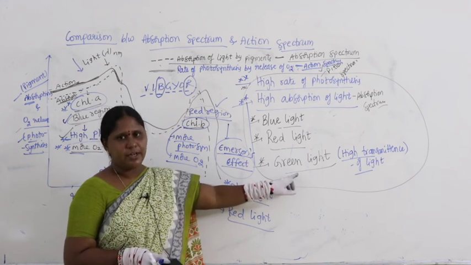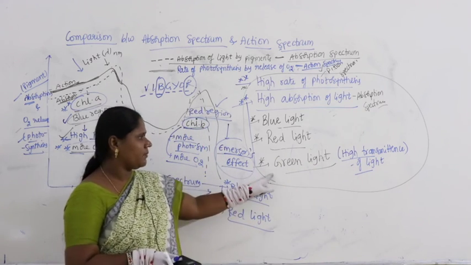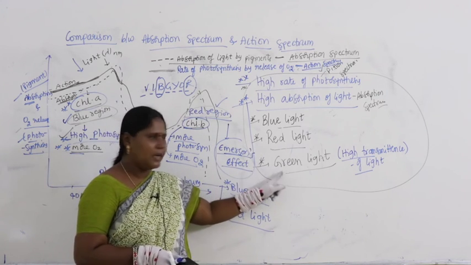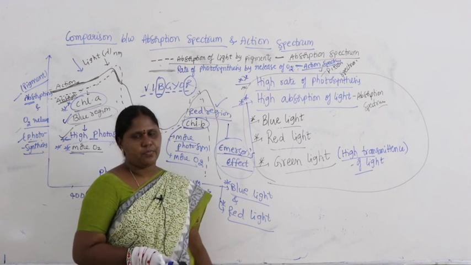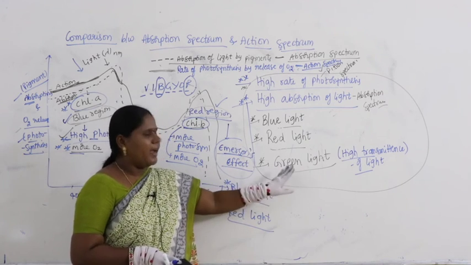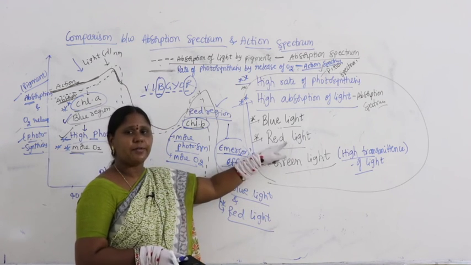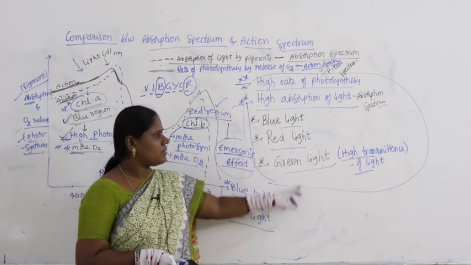Suppose the question is given in terms of high transmittance of light, then first comes green light. Do not get confused, it is not the blue light. First comes green light, which is greater than red light, which is greater than blue light. So green light has high transmittance, red light has less transmittance compared to green, and blue light has even less compared to red. These things you have to remember.